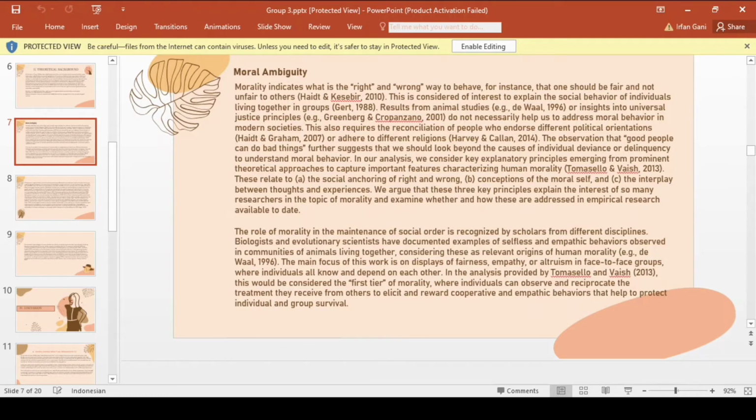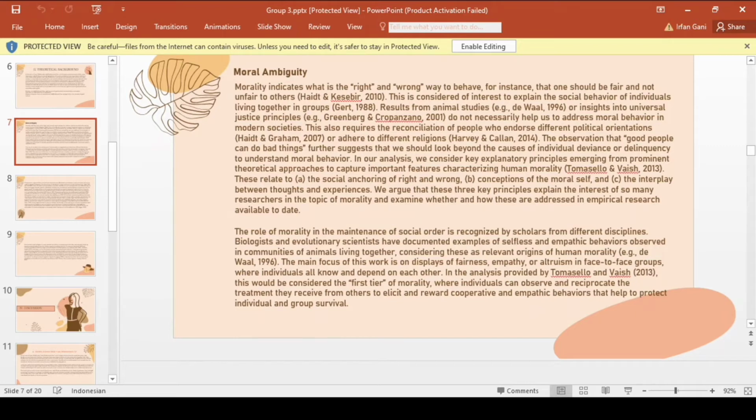We argue that these three key principles explain the interest of so many researchers in the topic of morality and examine whether and how these are addressed in empirical research available today. The role of morality in the maintenance of social order is recognized by scholars from different disciplines. Biologists and evolutionary scientists have documented examples of selfless and empathic behavior observed in communities of animals living together. Considering this as relevant origins of human morality, the main focus of this work is on display of fairness, empathy, or altruism in face-to-face groups, where individuals all know and depend on each other.